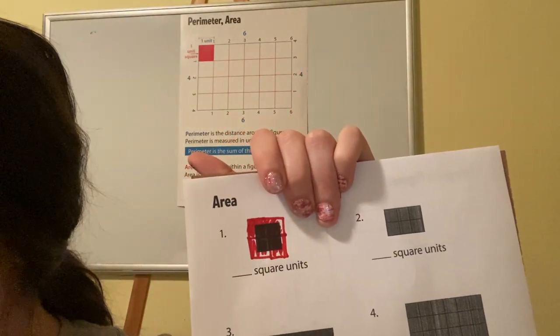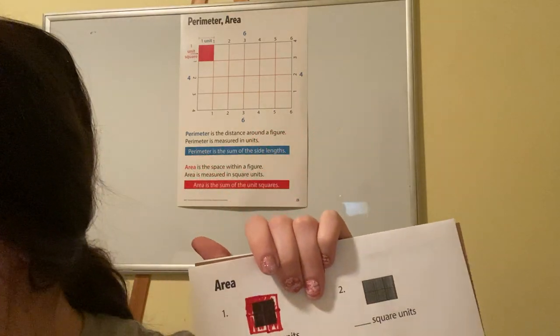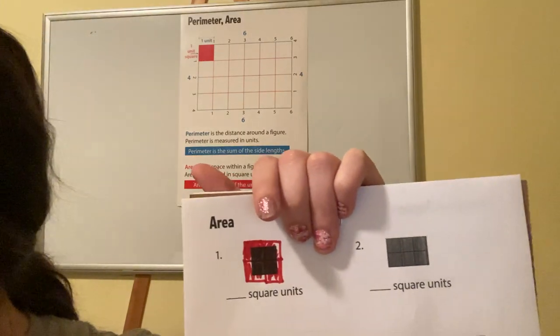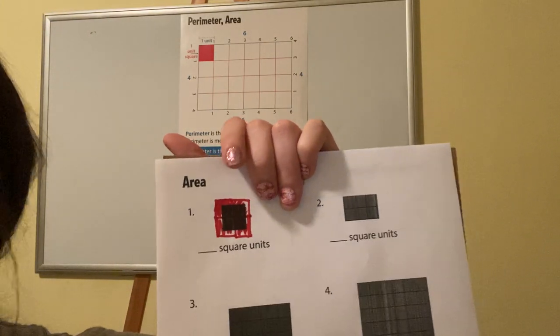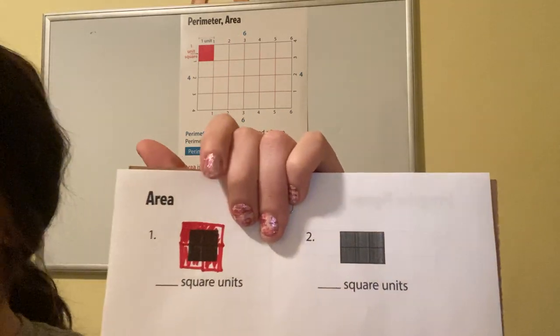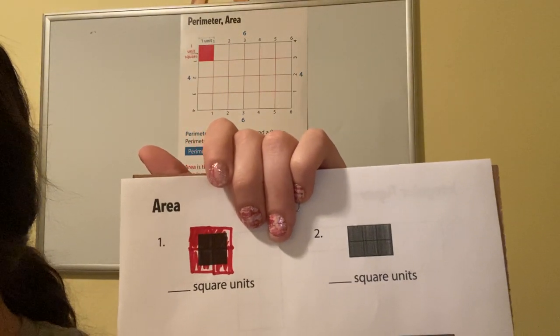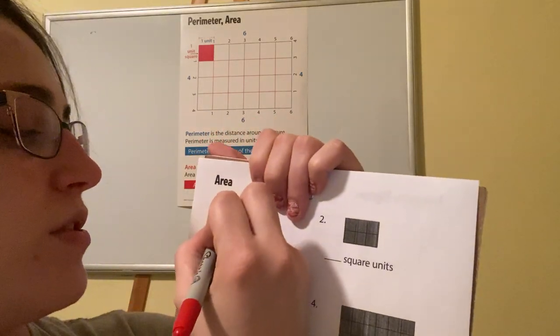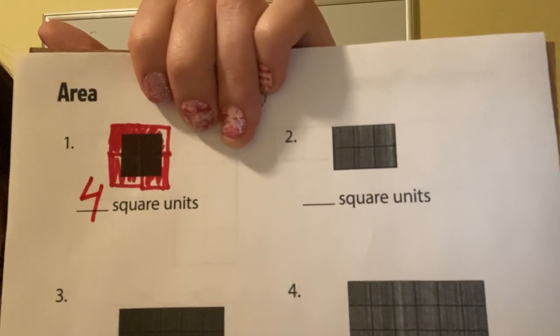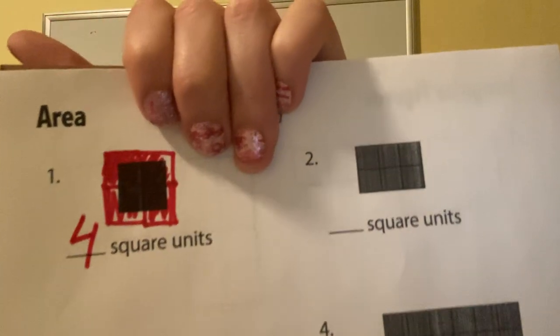Okay, how many squares are within this square? There's 4 squares in there. So what do you think the area, the inside part, the area of the square is? We would say that it is 4 square units.